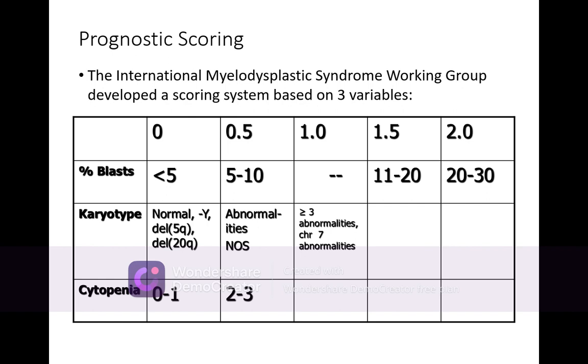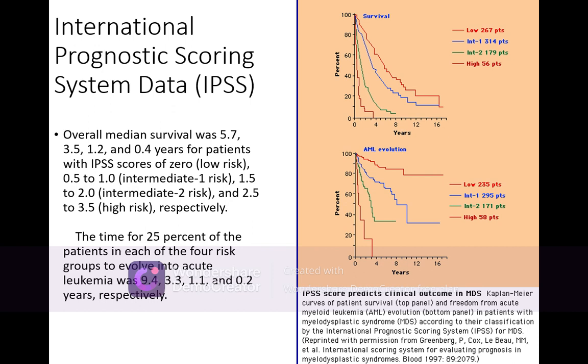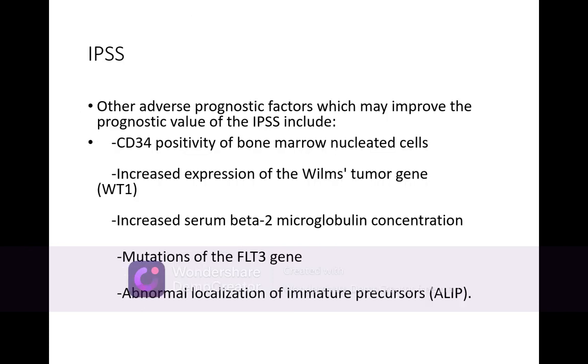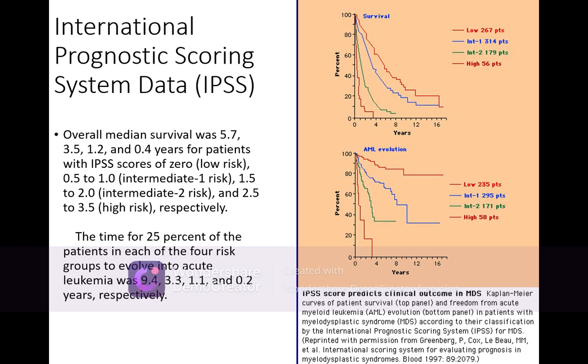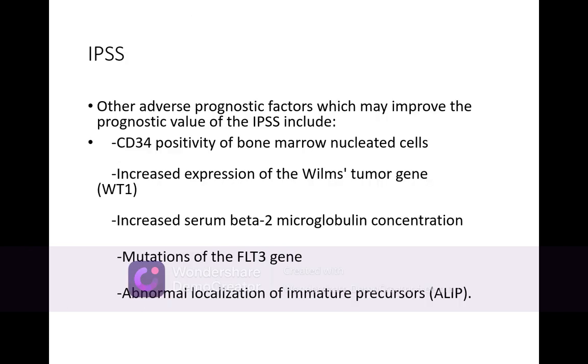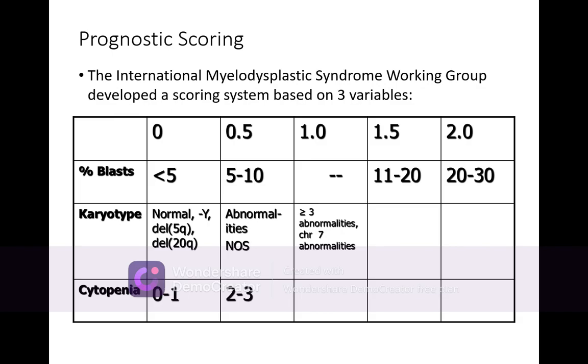A prognostic scoring was given. You cannot remember it easily, and it is written in front of you: the percentage of blast cells, karyotyping and cytopenias. Depending upon this, there are three variables. The International Prognostic Scoring System was also developed. A detailed account has been given. Although, as far as clinicians are concerned, it is difficult to remember, hematologists have to remember it. The overall median survival was 5.7 years to 0.4 years, depending upon the scoring system: intermediate risk, low risk or high risk, etc. So it can be classified depending upon the prognostic scoring system.